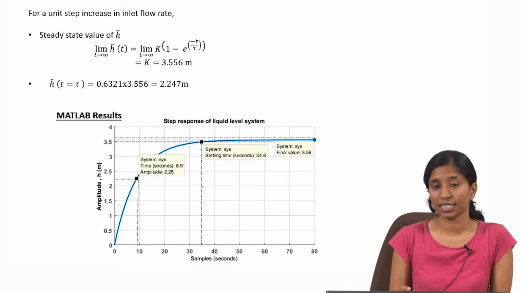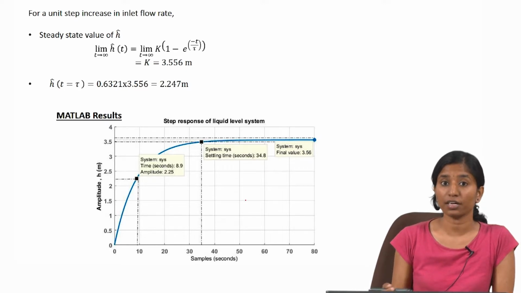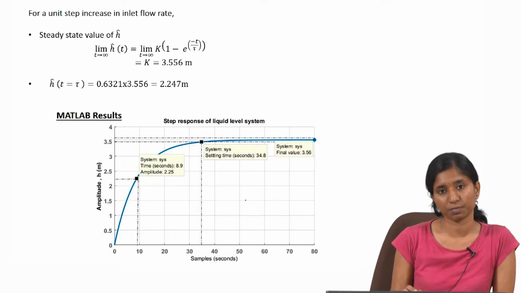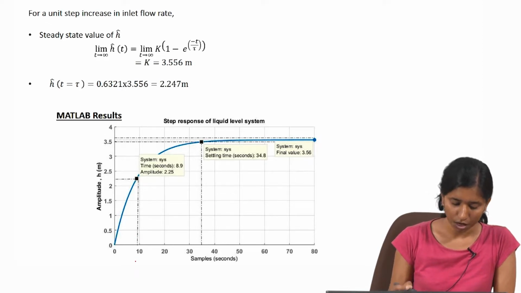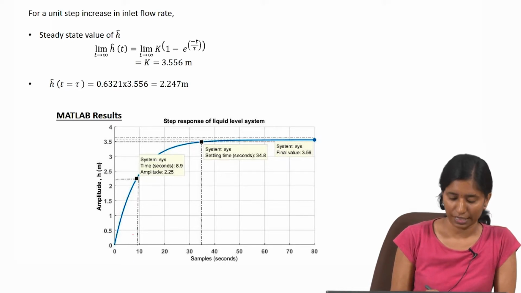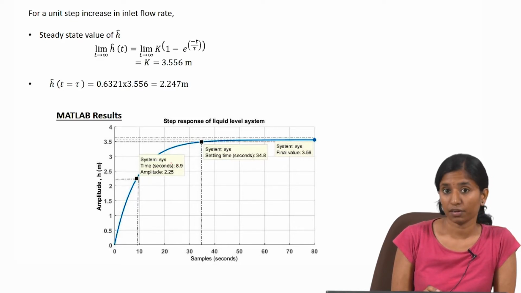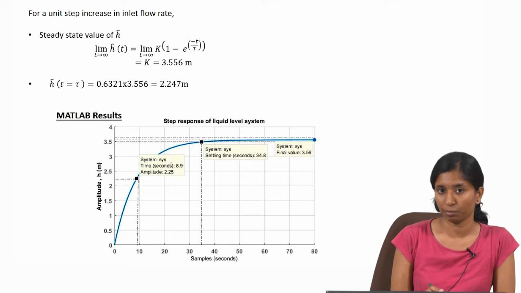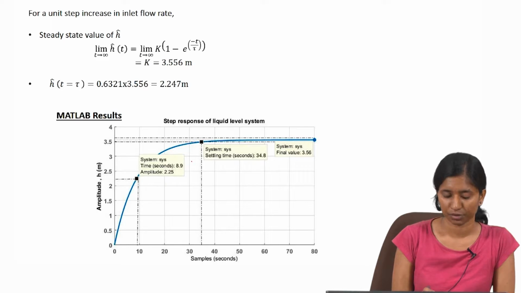So, I simulated the liquid level system in MATLAB and applied a unit step increase to the inlet flow rate, and I solved the differential equation and found the step response of the liquid level system. From the step response, I can verify that when time is 8.9, remember in our case the time constant was 8.889 seconds, the amplitude is 2.25.